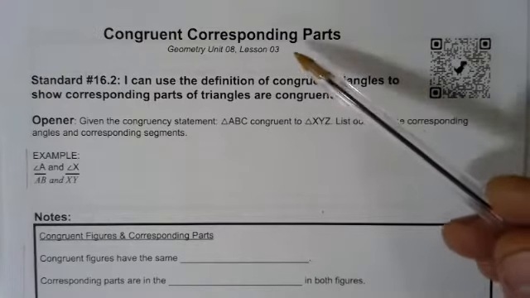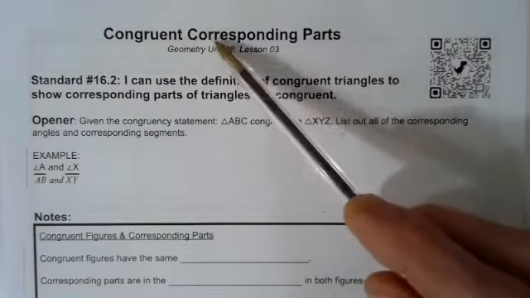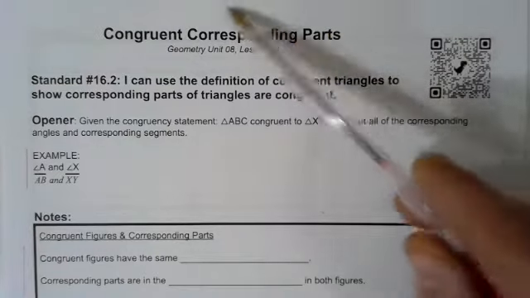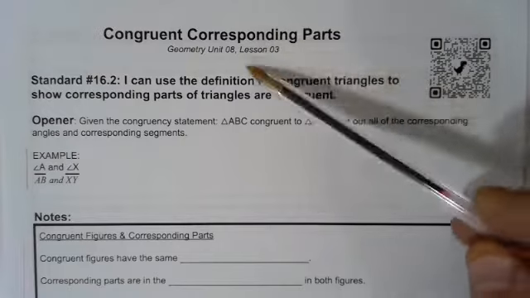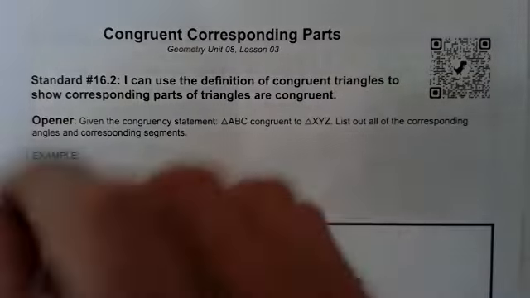We're going to go through Geometry Unit 8, Lesson 3 about congruent corresponding parts. Corresponding, another way to think about corresponding is matching or partnering. But today we're going to talk about that.